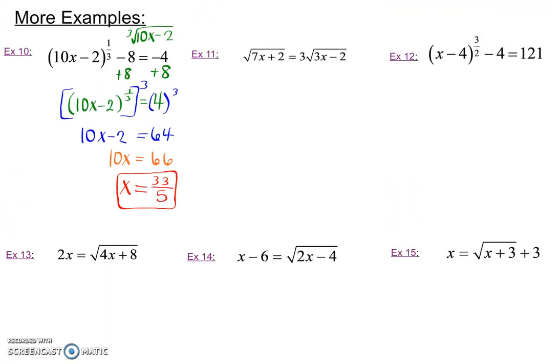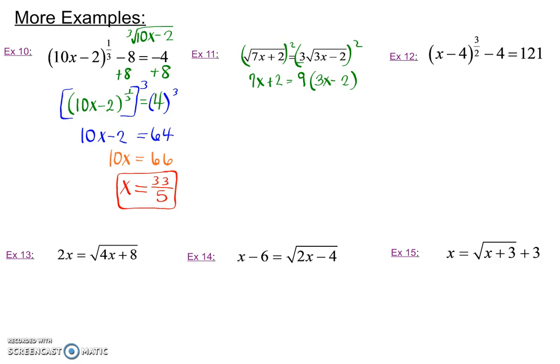Actually, I'm back because number 11 looks a little different. Okay? So number 11, we can't really isolate the radical on the right side, so it's okay, leave that 3 there. But when we square both sides, we get 7x plus 2. On the right side, we get 3 squared, which is 9, times 3x minus 2.